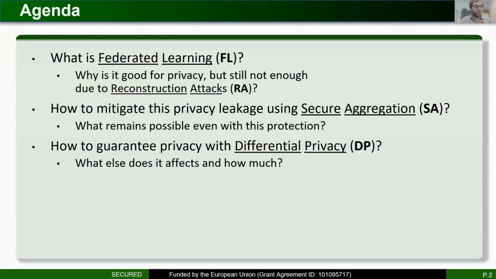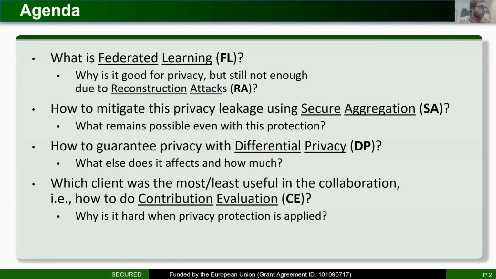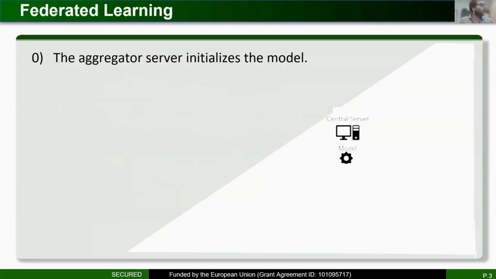And if you want a very good privacy protection, then you can use differential privacy on top of this also, but it has some trade-offs. And lastly, I will talk about contribution evaluation, because in every collaborative system, the incentives matter. So how important are different partners for the greater good? Okay, so let's dive into it.